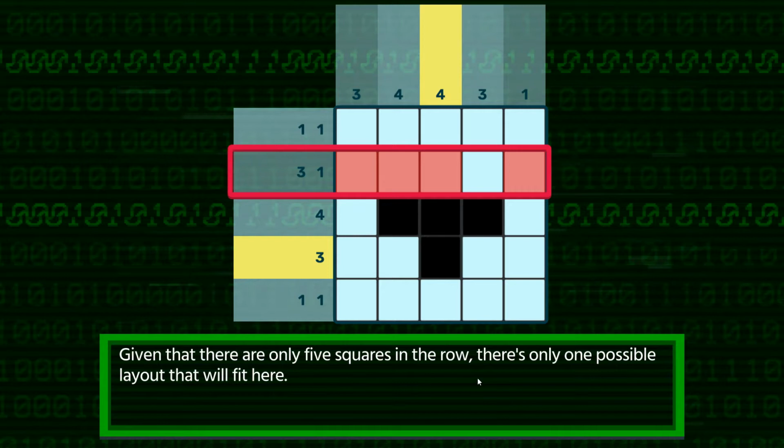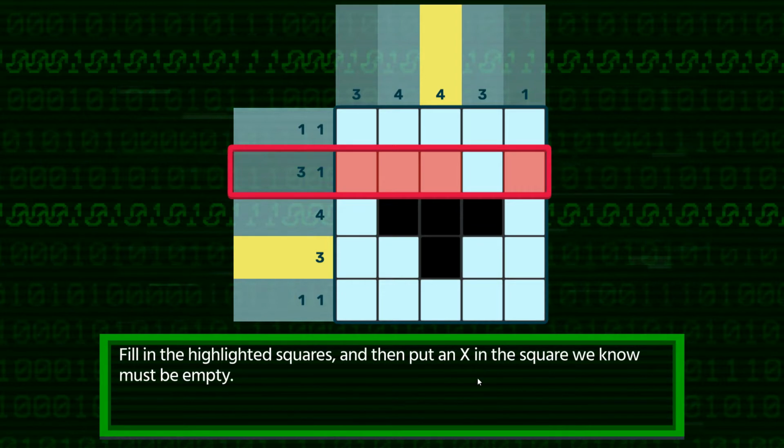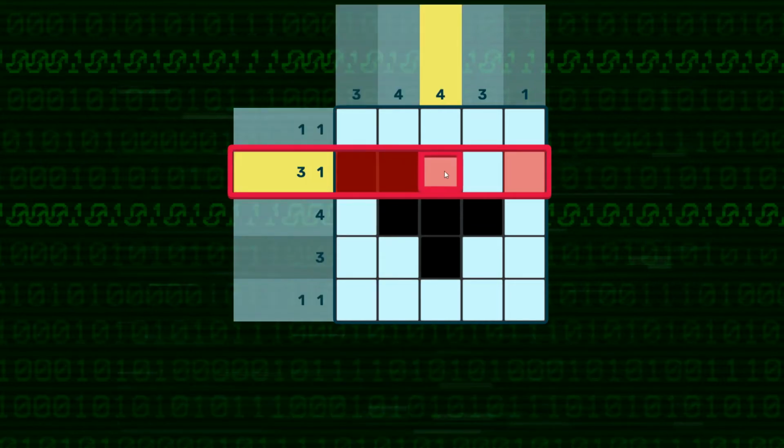Okay, so this also automatically tells you that the 3 have to come first and then you have a space and then comes a 1. It couldn't be the other way around. Fill in the highlighted squares and then put an X in the square we know must be empty. I will do just that.